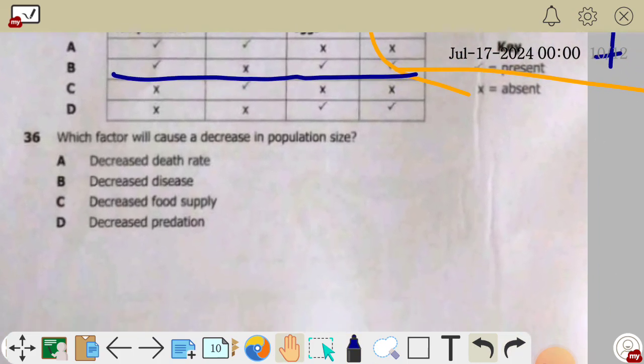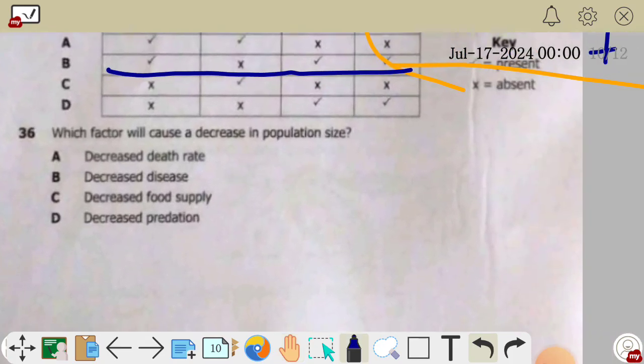Question 36. Which factor will cause a decrease in population size? Decrease in population size will be caused by decreased food supply. If we decrease the supply of food, people will be starving and they will die. So the correct answer here is C.